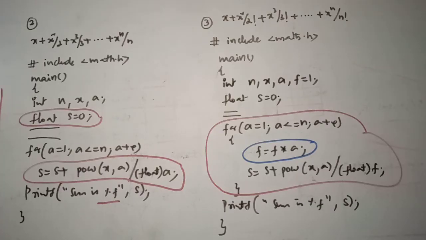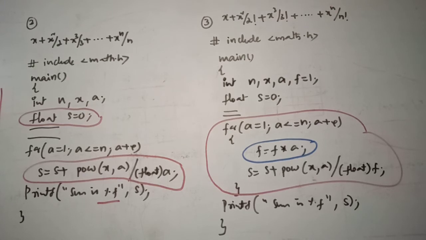Look at program number 2: x plus x square by 2 plus x cube by 3 and so on, x to the power of n by n. And program number 3: x plus x square by 2 factorial plus x cube by 3 factorial and so on, x to the power of n by n factorial. For these two programs, the base program is x plus x square plus x cube and so on. So try to identify the difference between program number 1, program number 2 and program number 3, and what changes we are supposed to make in program number 1 to get the output in 2 and 3.